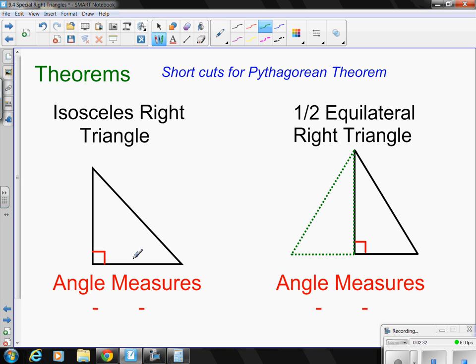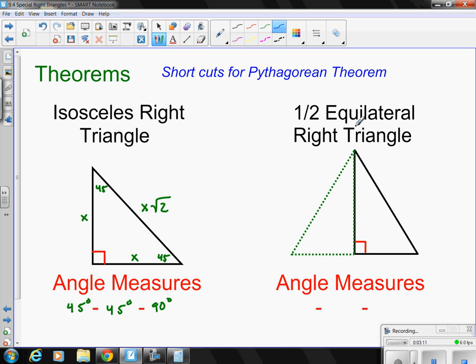Remember, an isosceles right triangle is where the side lengths are the same. It has to have two sides that are the same for an isosceles. If this is a right angle, that means these have to be 45-degree angles. So oftentimes an isosceles right triangle we're going to call a 45, 45, 90 right triangle. If these legs are x, the hypotenuse has a length of x times the square root of 2. And that's the first theorem.